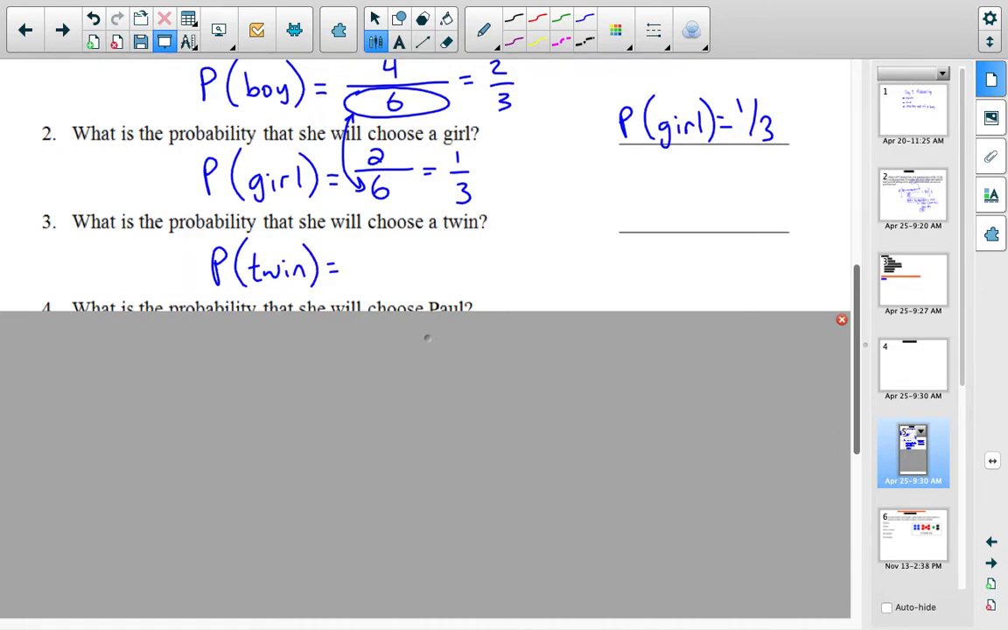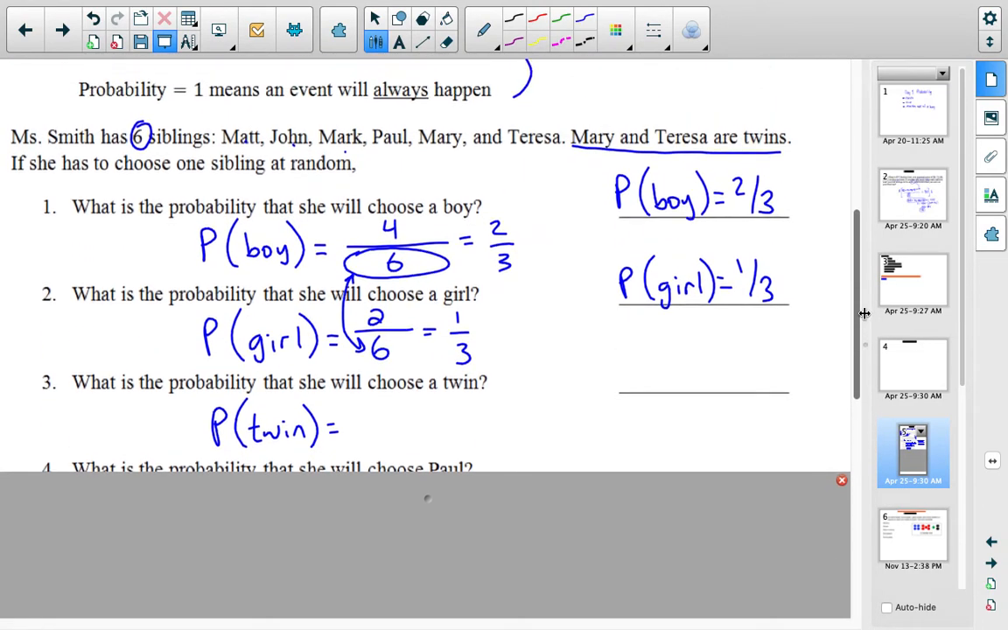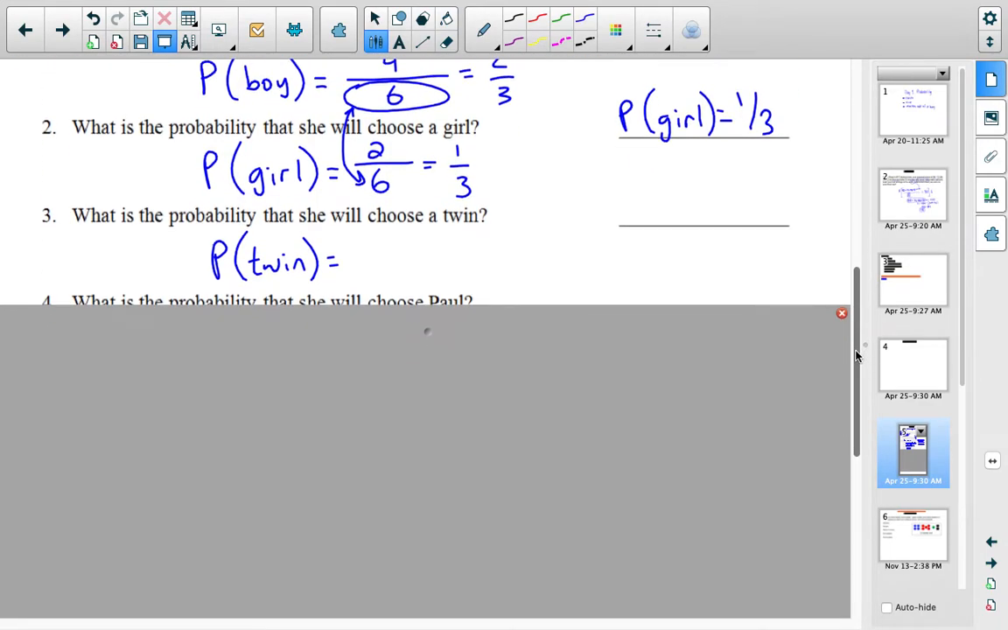Well, there's still 2 twins, right? Mary and Teresa up here. They are both twins, not just one of them. So there's 2 twins over a total of 6. You also get 1/3. So the probability of getting a twin is 1/3.